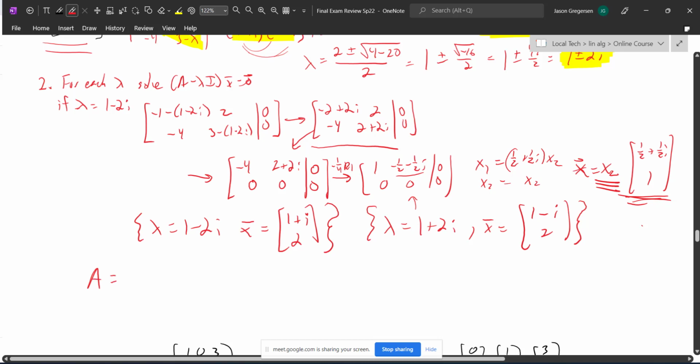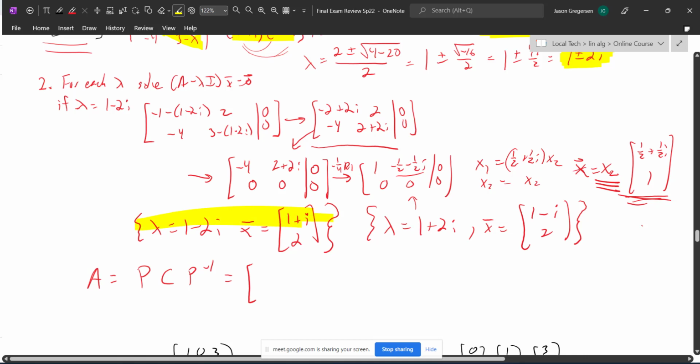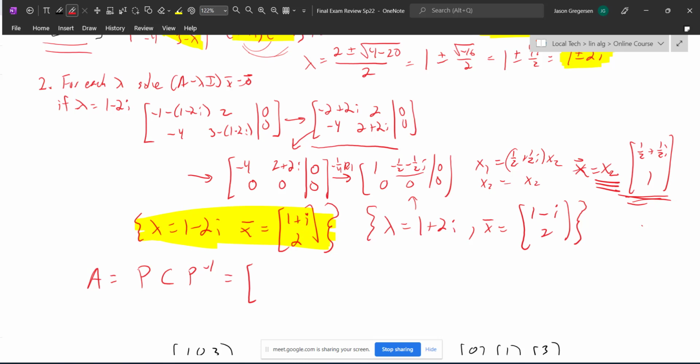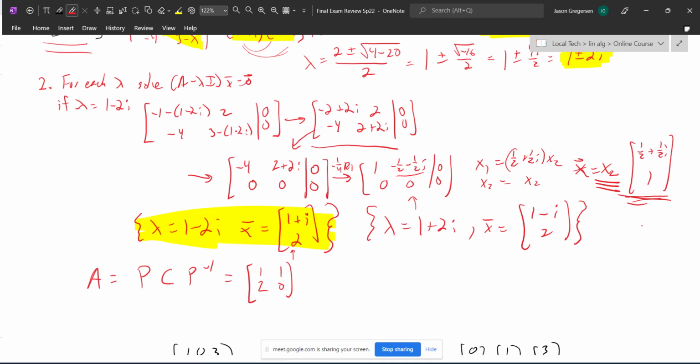Because I have complex eigenvalues, A should be able to be factorized into P, C, P inverse. Now the columns of P come from the real and imaginary parts of the eigenvector. To form my P and C, I only use one eigenpair, the eigenpair associated with the negative eigenvalue. The real parts of the vector are 1 and 2, and the imaginary parts are 1 and 0. So I use the real parts of the eigenvector for the first column and the imaginary parts of the eigenvector for the second column of P.